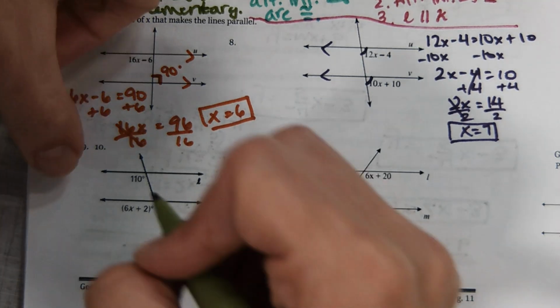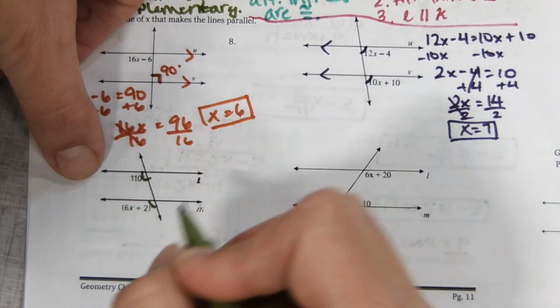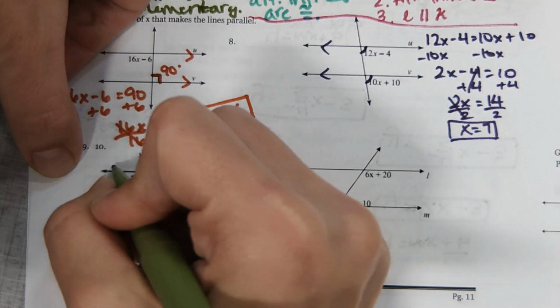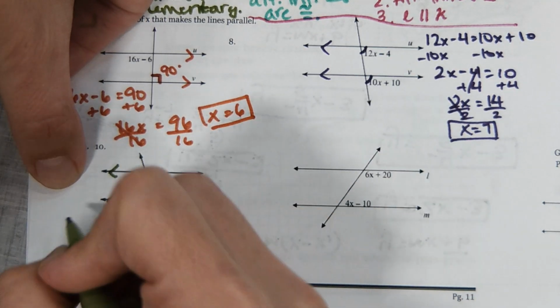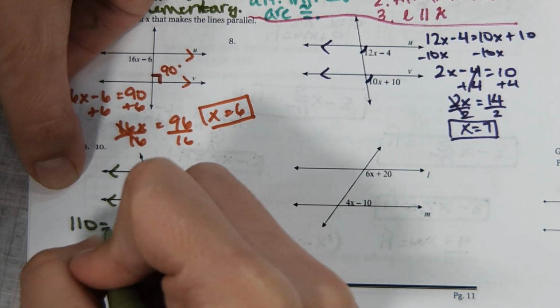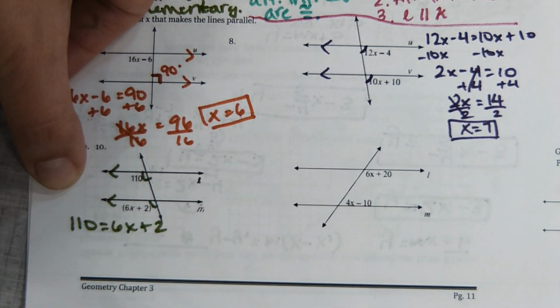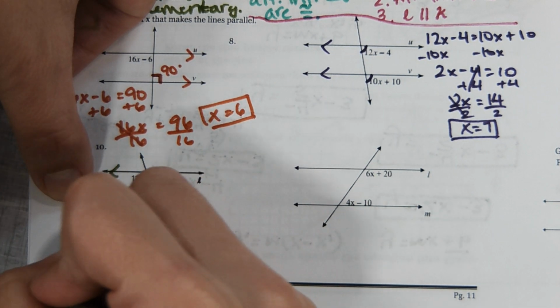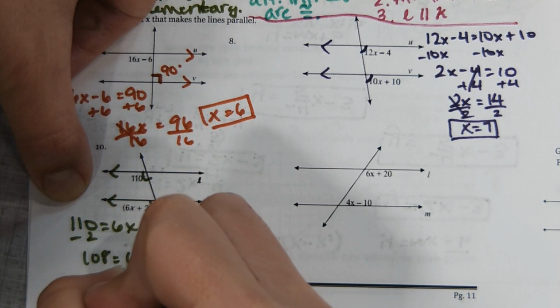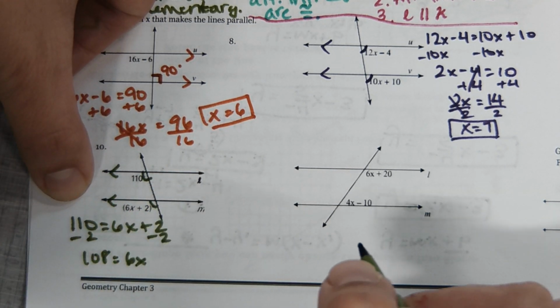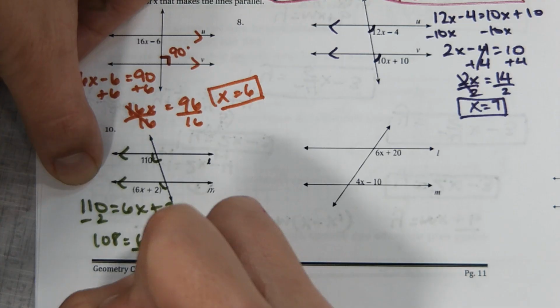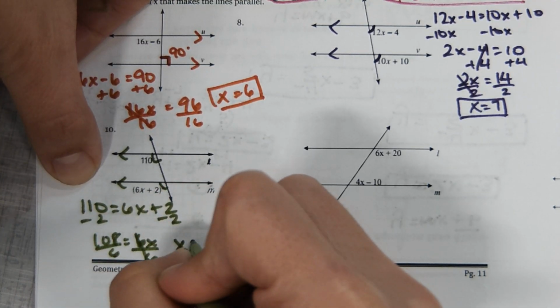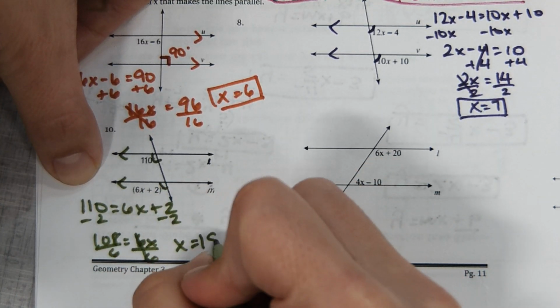Number 9, corresponding angles here. Corresponding angles are congruent if the lines are parallel, so we can set those equal to solve for x. 110 equals 6x plus 2. Subtract 2, we get 108 equals 6x. Divide by 6, x equals 18.